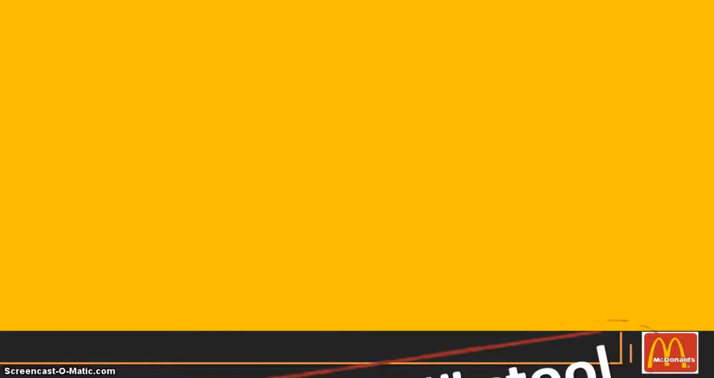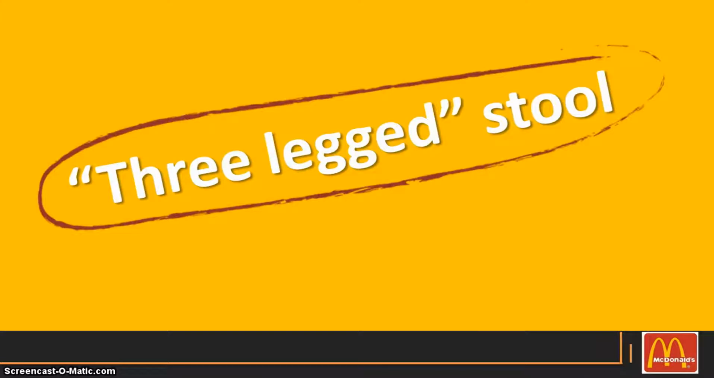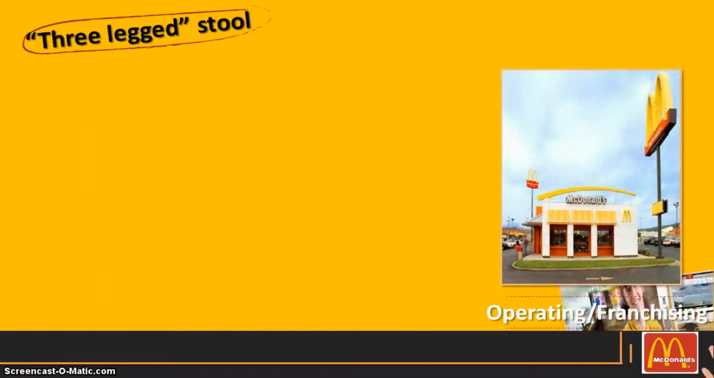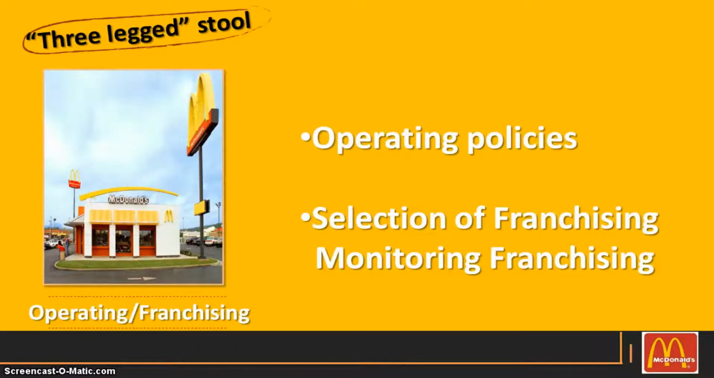However, the most important thing is the three-legged stool business model. Are you curious about it? Let me show you. First is operation and franchising. The head company of McDonald's issued many important policies to direct the development. Moreover, the selection of franchisee is extremely strict with multiple and complex process.